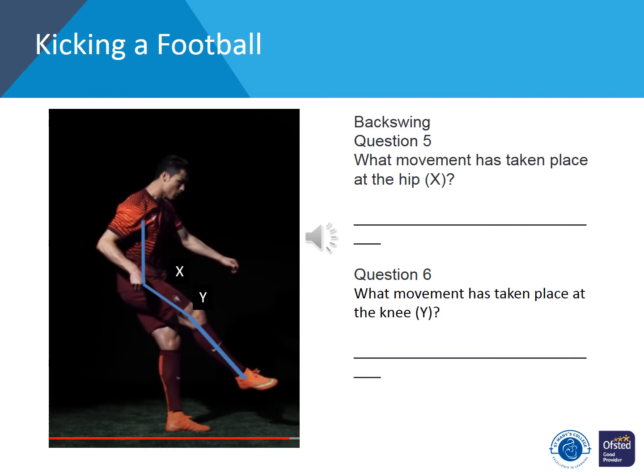So if we look at Ronaldo in the follow-through, we can see that compared to the anatomical position, the angle has decreased. So therefore flexion has taken place at the hip. And in terms of the knee, his leg has gone from being bent to being straight. So the angle has actually increased, which means there's been extension at the knee.